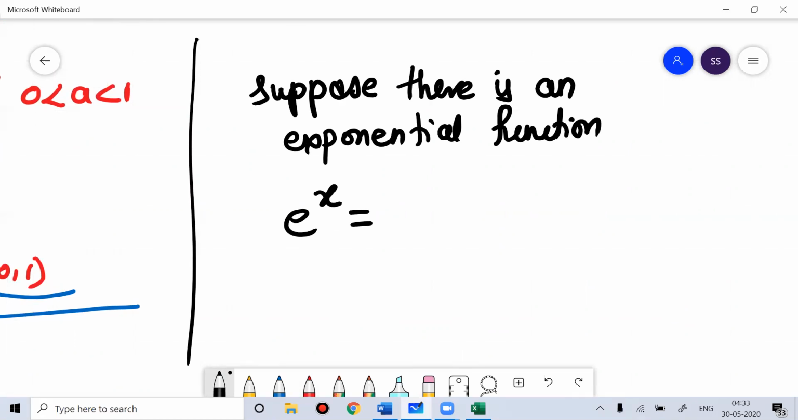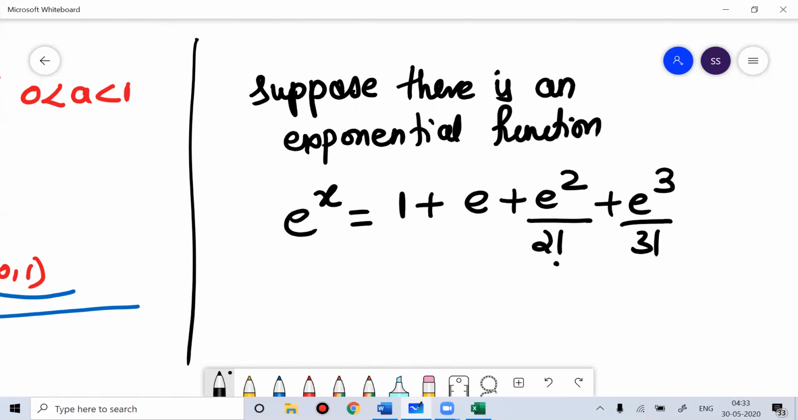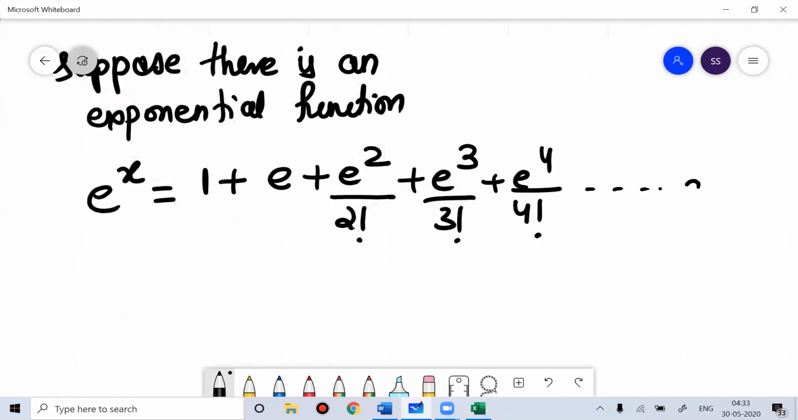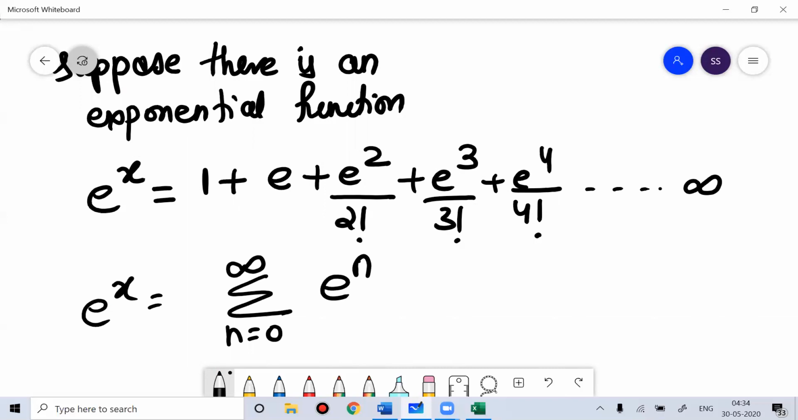If you write exponential function called e to the power x, that will give you e to the power 0 plus e to the power 1 by 1 plus e square by 2 factorial plus e cube by 3 factorial plus e to the power 4 by 4 factorial. Many times in interviews they also ask you the formula of e. So this way also you can express e. Here you can write e to the power x is nothing but the summation of n from 0 to infinity of e to the power n by n factorial.